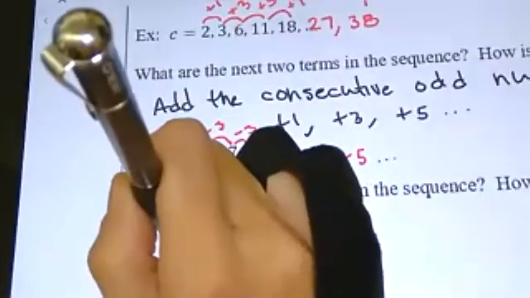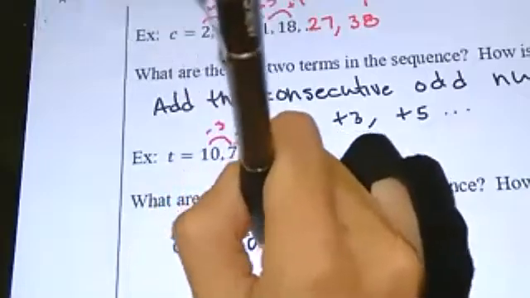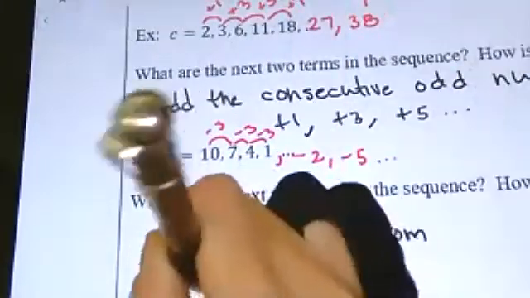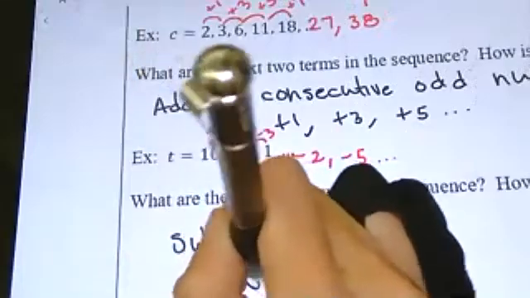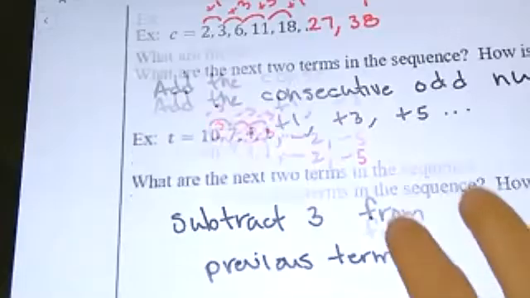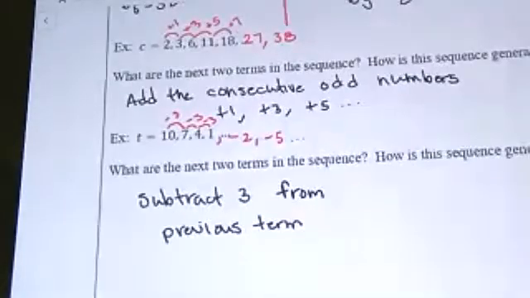So we are subtracting 3 from the previous term. Okay. The next sequence on the page is the exact same one, so we're not going to do it twice. So we are done with page 1.